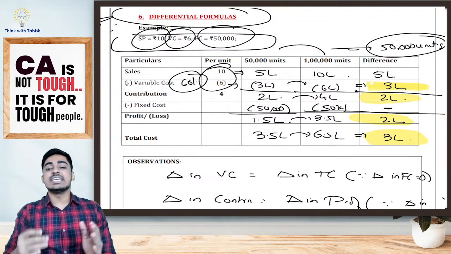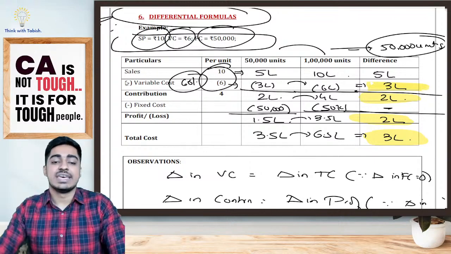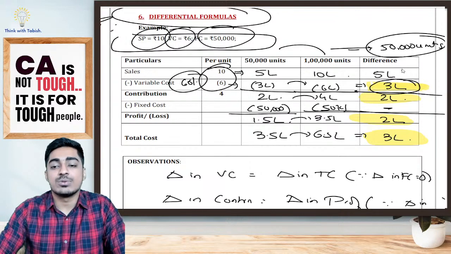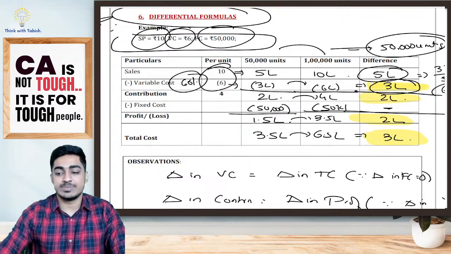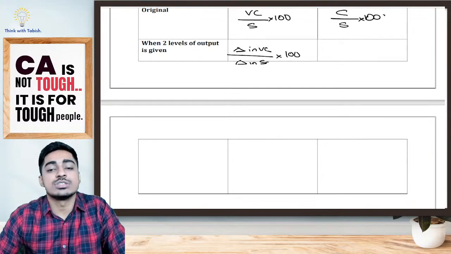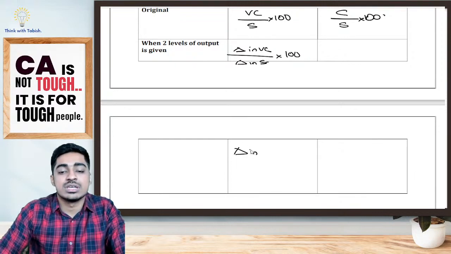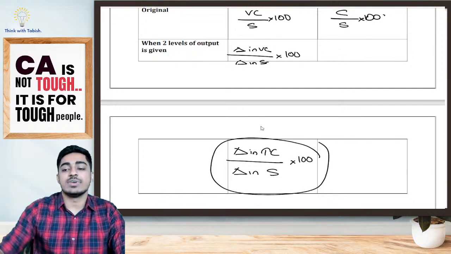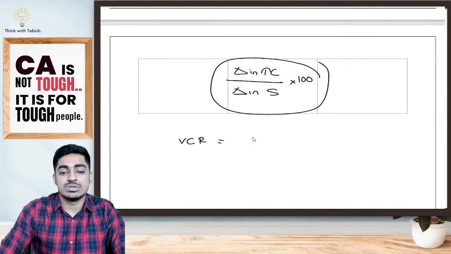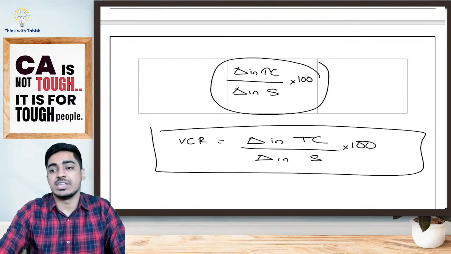If I'm looking at it based on change, I'll tell from 50,000 when the number of units increased to 1 lakh, for additional 50,000 units, extra variable cost was 3 lakh, extra sale was 5 lakh. So change in variable cost divided by change in sale, 3 lakh divided by 5 lakh, variable cost ratio is 60%. So I can write it as change in variable cost divided by change in sale into 100. And we know that change in variable cost and change in total cost are one and the same. I can also write variable cost ratio is change in total cost divided by change in sale into 100. This is variable cost ratio.